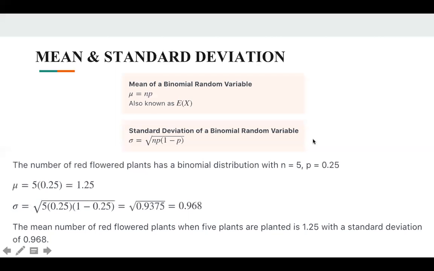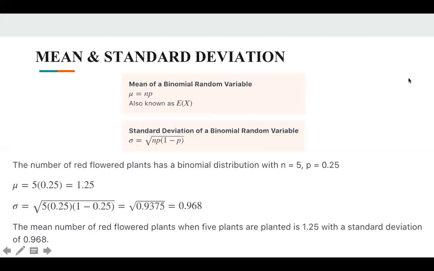So, mean and standard deviation. The mean of a binomial random variable equals the sample size times the probability. And the standard deviation of a binomial random variable is the square root of the sample size times probability times 1 minus the probability. Those are formulas that you should jot down. And then I'll go over an example of how you would use these formulas.